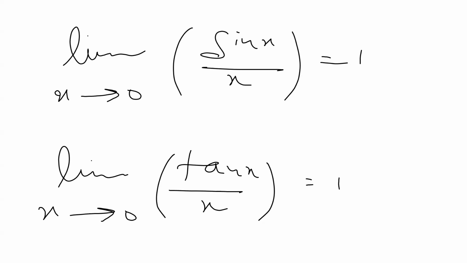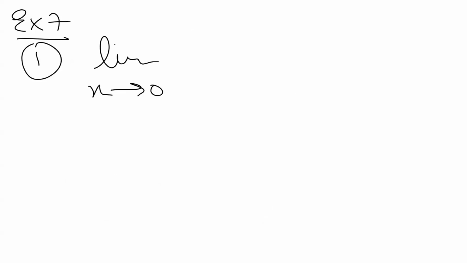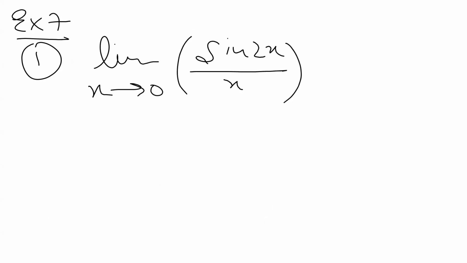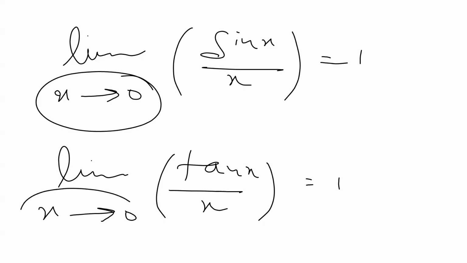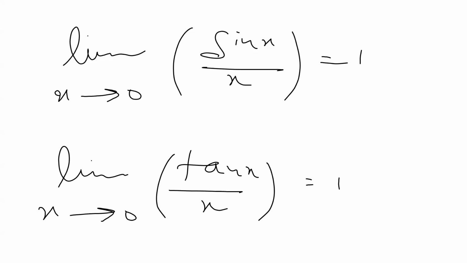Fine. So let's go to the first problem which is shared with you all in the exercise 7. Question number 1. Limit x approaching 0, sin 2x upon x. First and foremost, I have given you these two formulae. X should be approaching 0 only, not any other value.